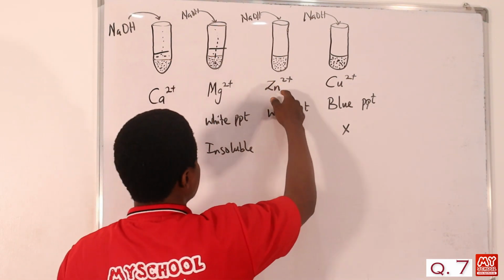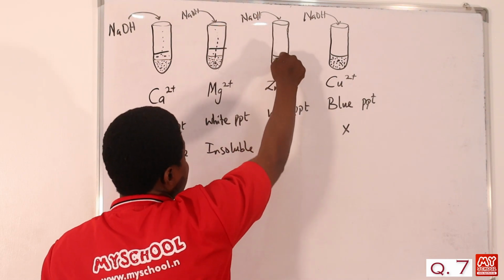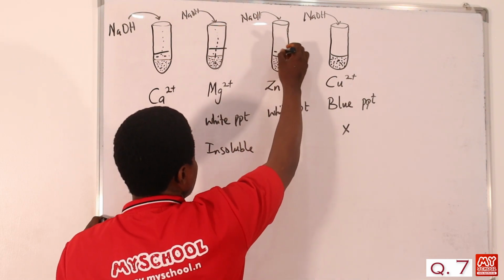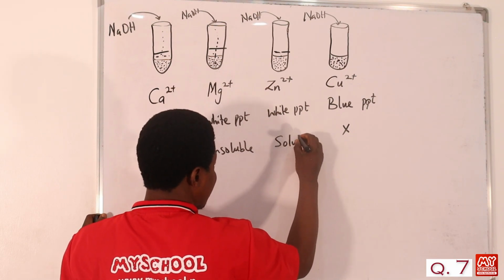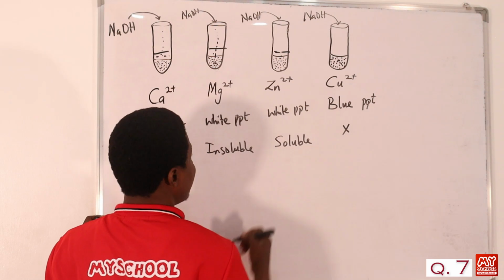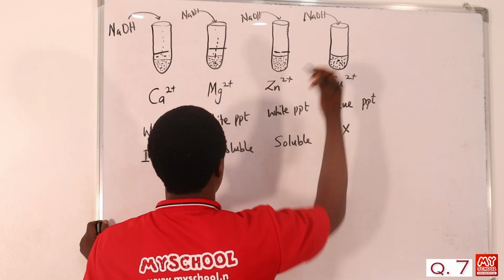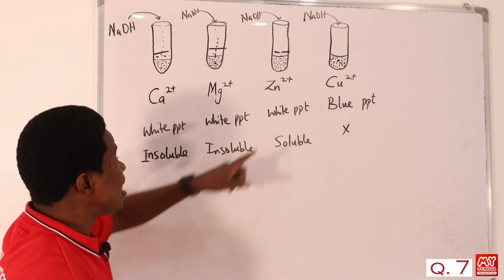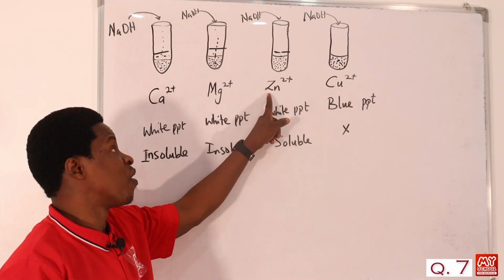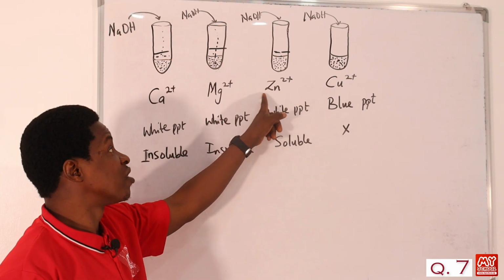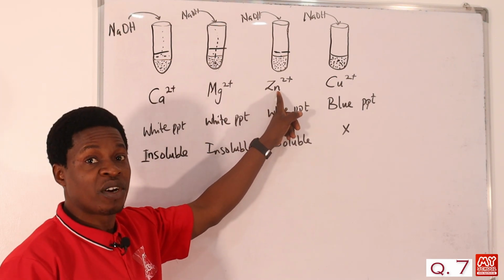But zinc ion, if you add excess sodium hydroxide into this and shake it very well, you discover that it will dissolve. So we say this is soluble. This one is already off from there. Now this will be soluble because it is going to form a complex ion. Don't forget that this falls in the first transition element series.